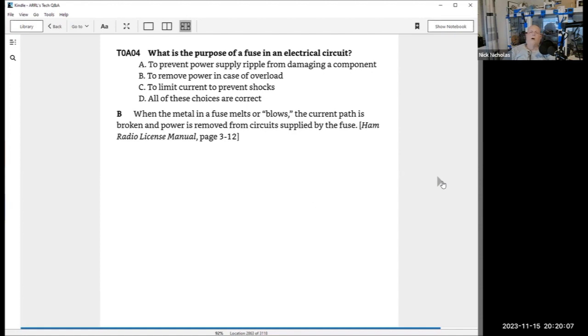What is the purpose of a fuse in an electrical circuit? Well, a fuse is a metal that melts away and blows. And it does this to remove power in case of an overload or short circuit.